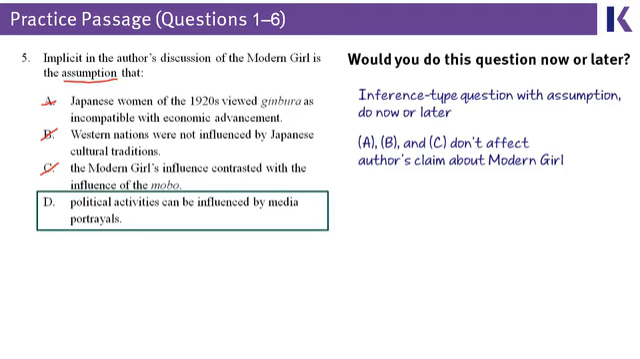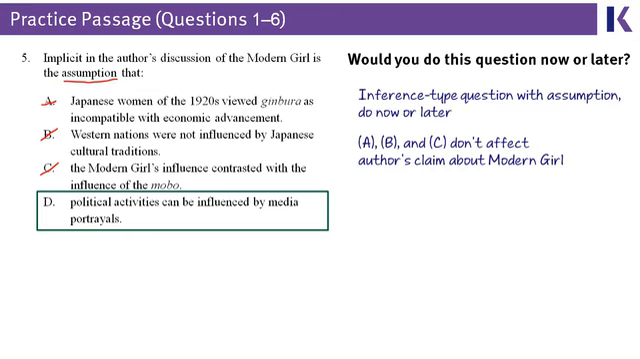Now let's take a look at D. Political activities can be influenced by media portrayals. Oh good, this one works great. The modern girl stood as a symbol for change, and the modern girl was indeed a media portrayal. Media portrayals must then be able to influence political activities and social change because that's exactly what the modern girl did. So this assumption that that can be done has to be true, or else the modern girl couldn't have done what she did.